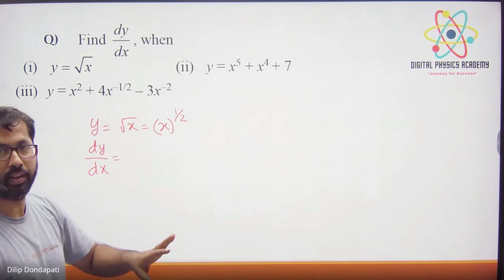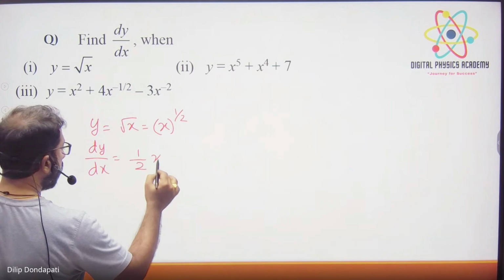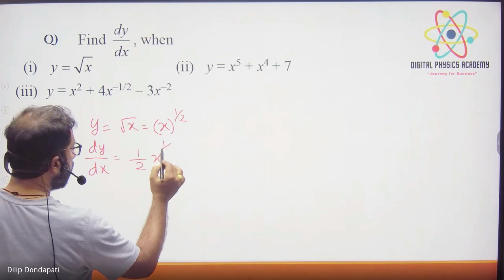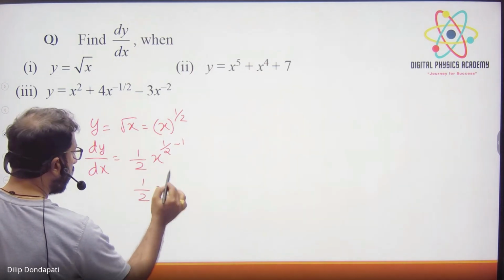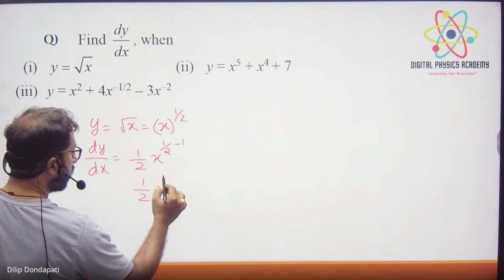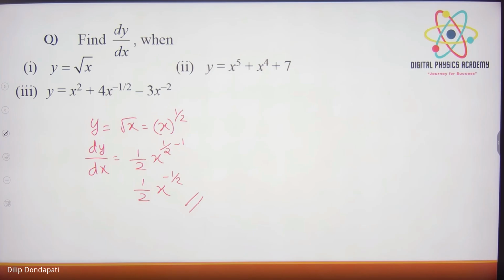That is always paired. Here n is what? 1/2 into x power n minus 1 means 1/2 minus 1. So 1/2 x power 1 minus 2 is minus 1/2. This is the answer. Don't just say something. Use the formula every time. Check the formula.